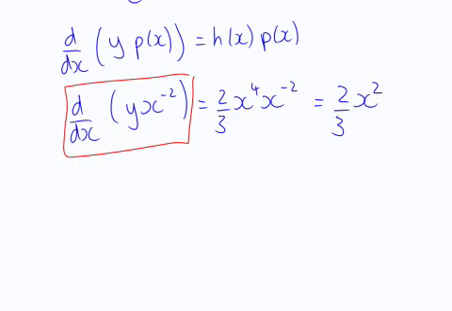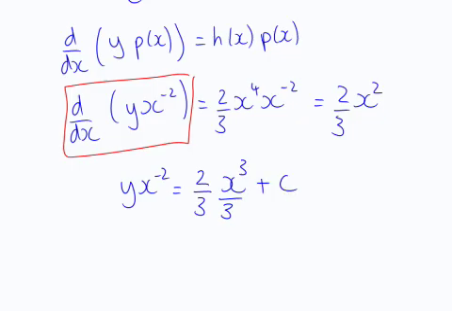We now have something which can be integrated directly, because on the right hand side I've just got a function of x, and on the left hand side I've got d by dx of something. So if I integrate directly, I get the left hand side is y times x to the minus 2, and on the right hand side I've got 2/3, and then the x squared integrates to x cubed over 3. And I now add the c, and it's important.